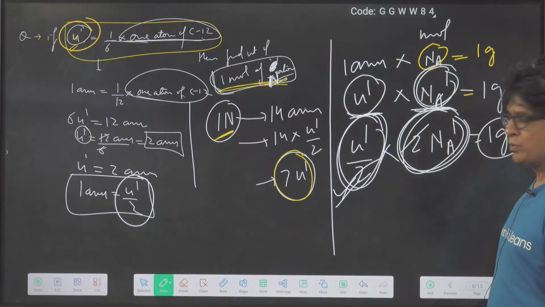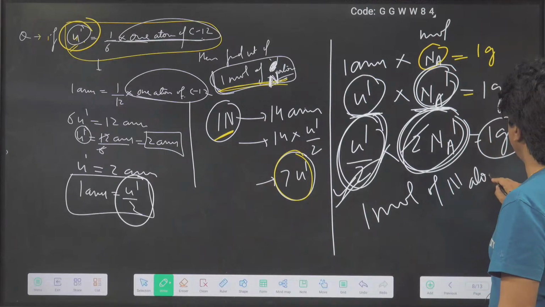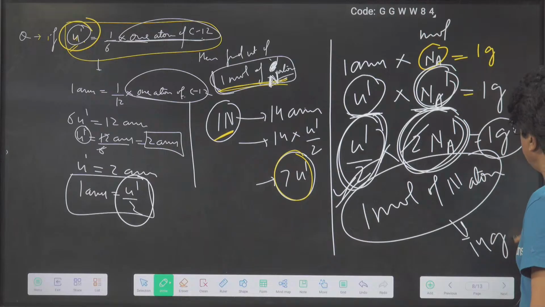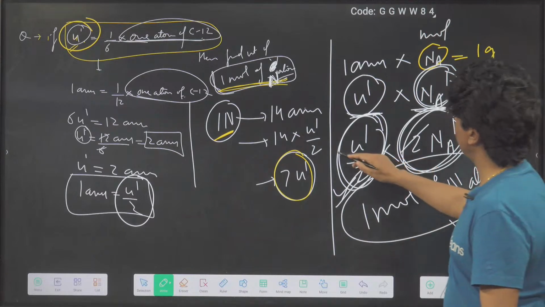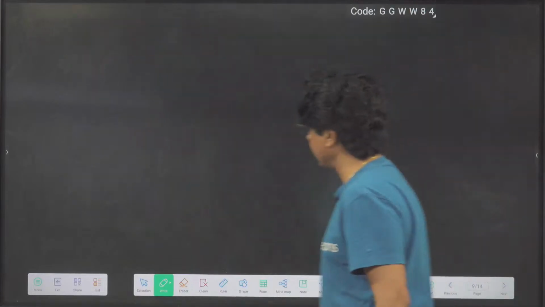So if I talk about 1 mole of nitrogen atom, 1 mole of nitrogen atom will always weigh 14 gram, whatever the value of U dash you take. Is that clear? So let's sum it up now.